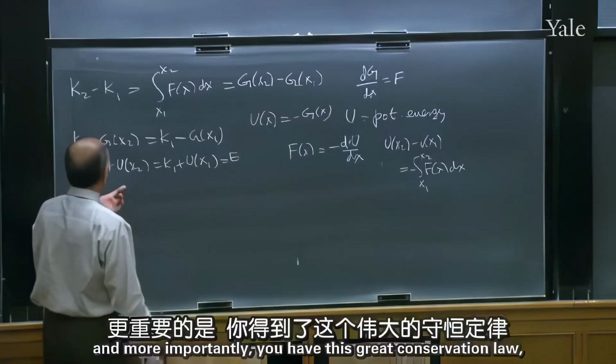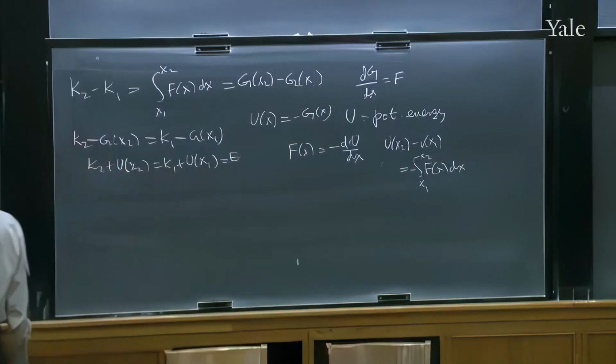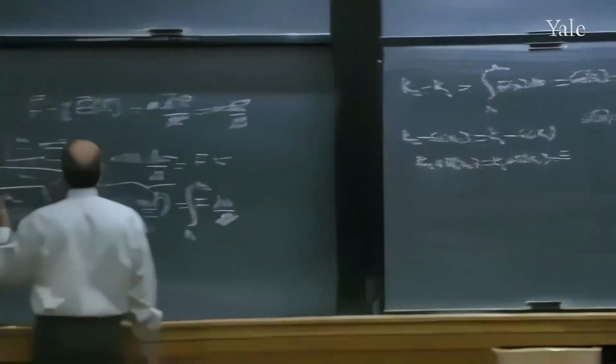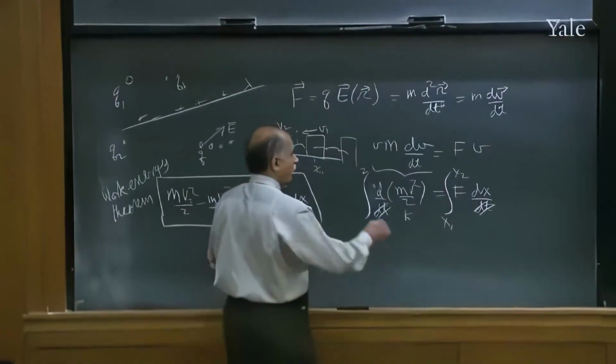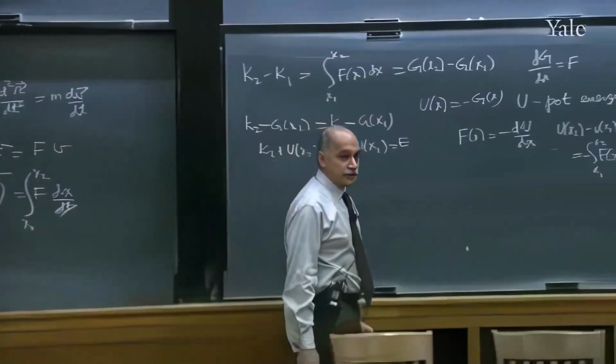And more importantly, you have this great conservation law, which is very helpful in the spring problem, because we know the potential energy once and for all is kx squared over 2. You balance the kinetic and potential, you can find the velocity at one other point.